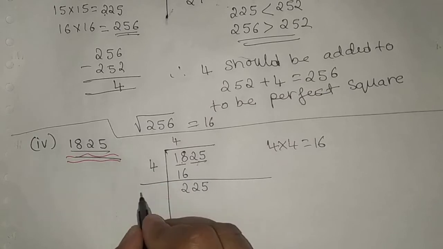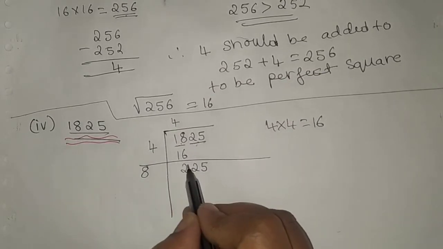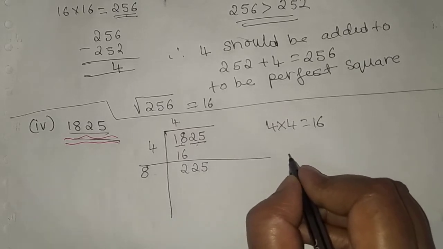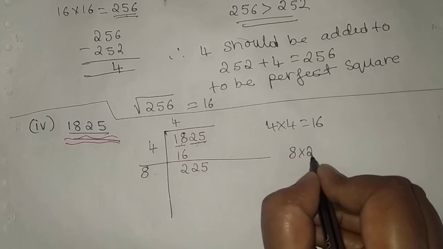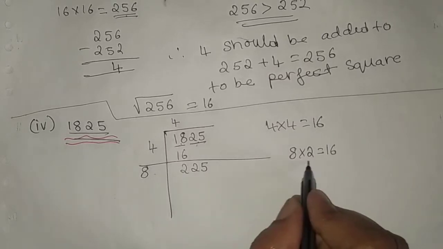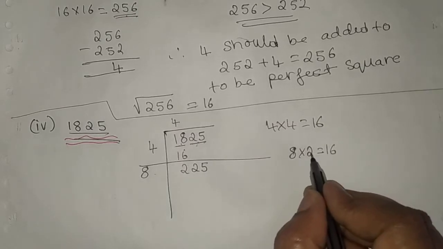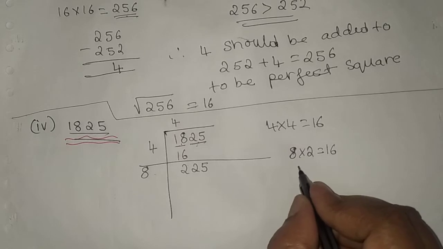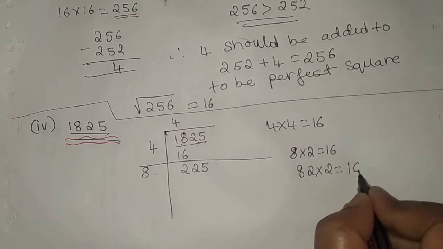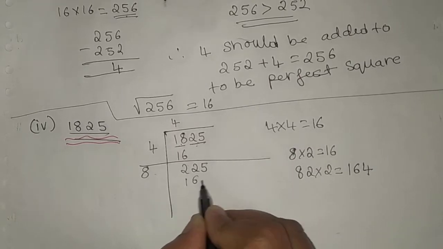Then here 4 plus 4 we have 8. Next step is find the nearest number in the 8th table. So we'll get 8 into 2 is equal to 16. 3 we can't take, because 8 into 3 we can't take, because it is more than this one. So we'll take 8 into 2 we'll get 16. Therefore 82 into 2 we'll take, that is 164. So now place it here, 164.